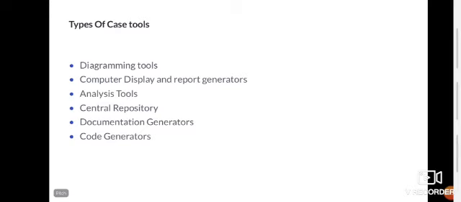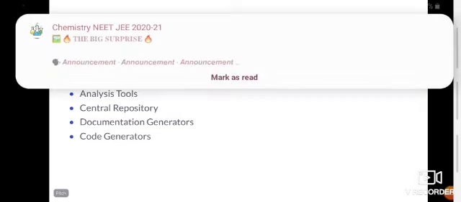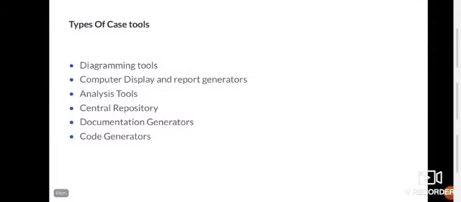Coming to analysis tools, it focuses on any redundancy or irregularity in our data or diagrams, or enormous omissions. This tool particularly concentrates on data redundancies. Data redundancy means the same copy of data is present multiple times. Okay, coming to central repository, it provides a single point of storage for data, diagrams, reports, and documents related to project management.